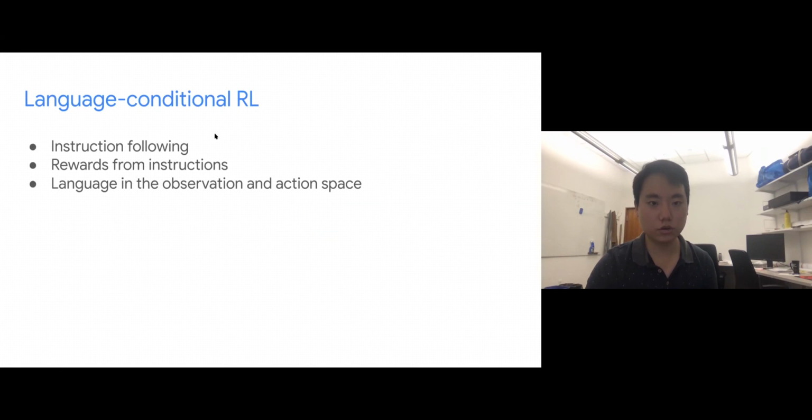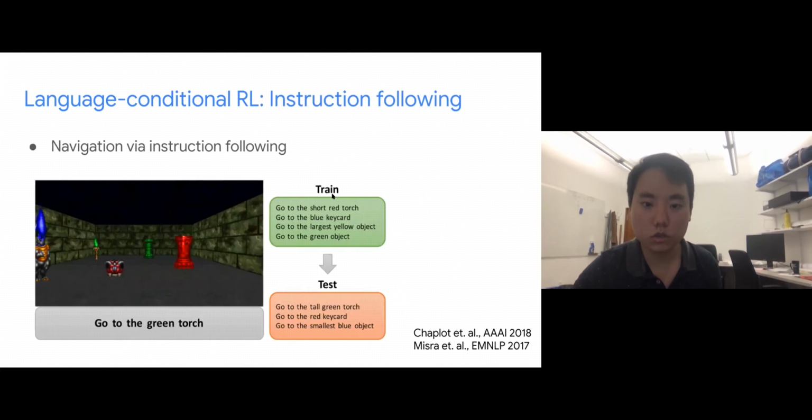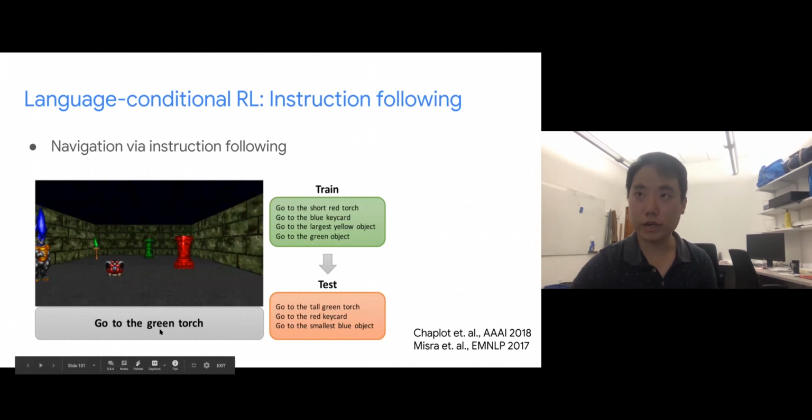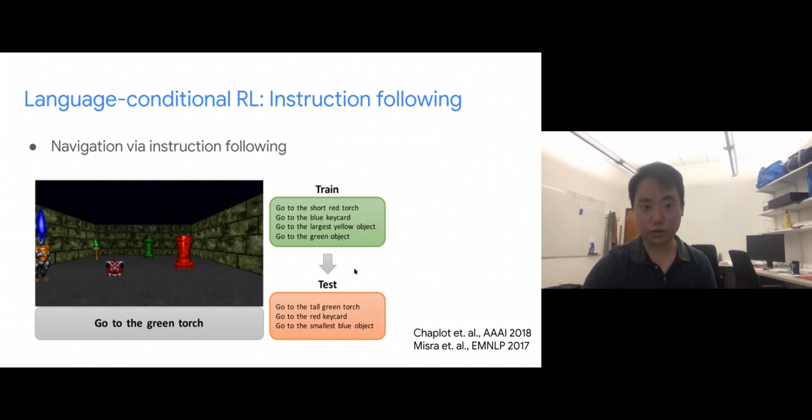For language conditional RL, there are three main classes: instruction following, getting rewards from instructions, and language in the observation and action space. For instruction following, we have this environment, and you're given very simple instructions which you have to train an agent to follow. So just go to the green torch. The main difficulty here is that during training and testing, you're actually given different sets of objects that you have to go to.